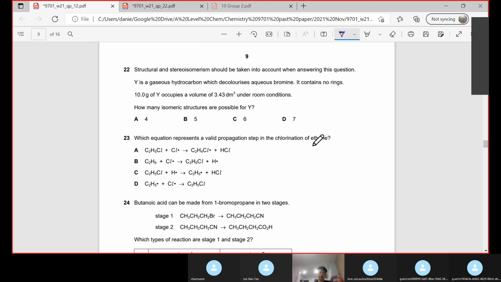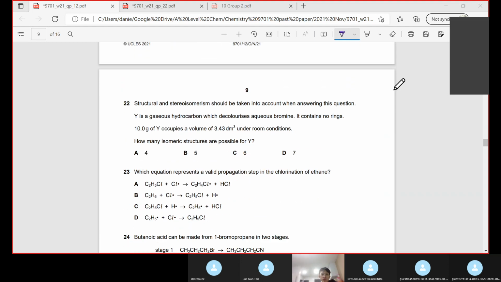For bromine, the atomic number is 35, so the bromine free radical has 35 electrons. Okay, 22: 1, 2, 3. Okay, 22 is a little bit difficult, so let us look at it in this way.